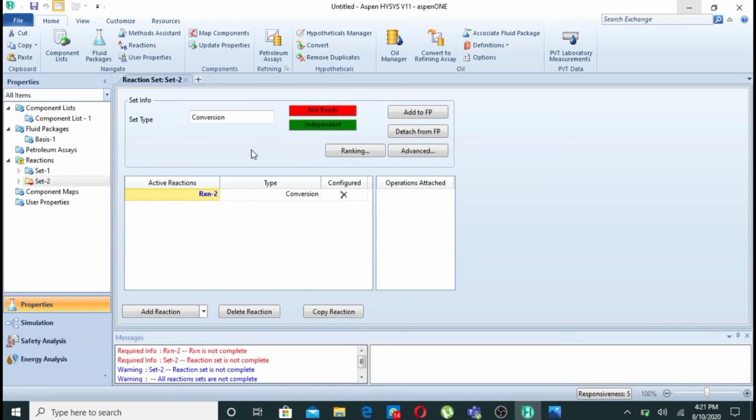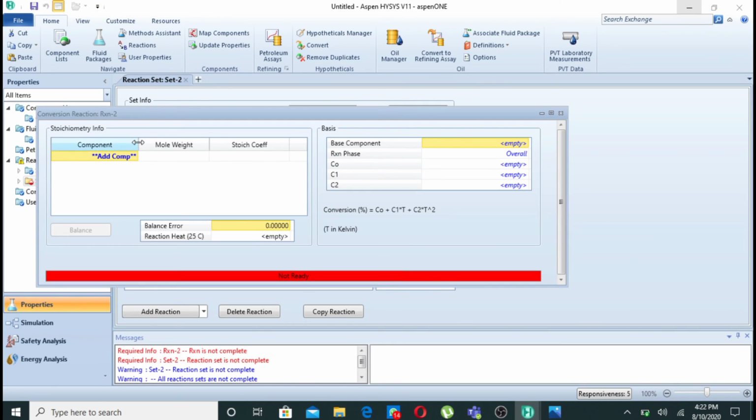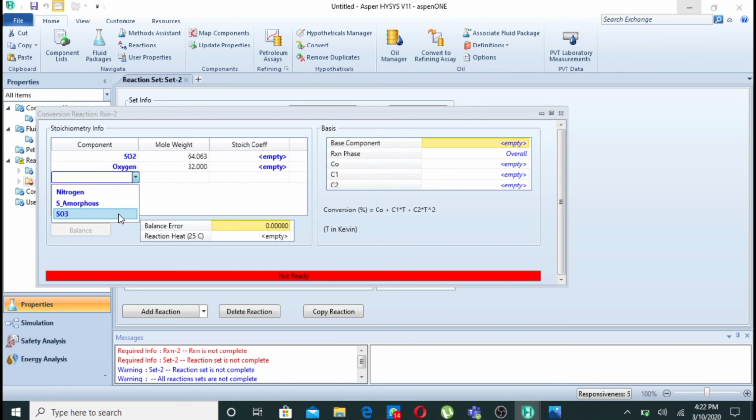Again I will go through the same procedure. I am going through quickly. Sulfur dioxide reacts with oxygen to produce sulfur trioxide. 1 mole of sulfur dioxide will react with half mole of oxygen to give 1 mole of sulfur trioxide. That is the balanced equation. The balance error is 0.